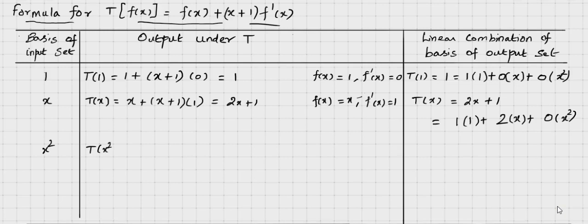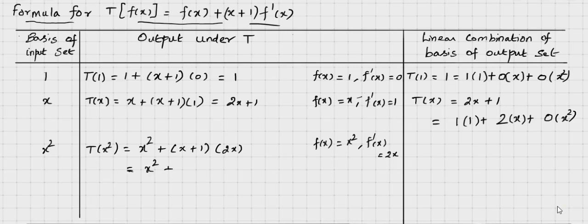T of x square. That is again here, what is f of x? It is x square. And what is f dash of x? It is 2x. Okay. So T of x square will be, I am just substituting f of x equals x square plus x plus 1 into 2x. Okay. On simplifying, what you are going to get? Just check it out. This is x square plus 2x square plus 2x. So you are getting 3x square plus 2x.